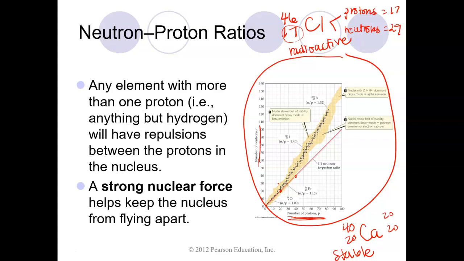So just after 20, it stops being inside of the belt of stability. Obviously a 1-to-1 ratio of protons to neutrons is good sometimes, but as we get above a certain number of protons, that stops being a good thing. So the ratio of protons to neutrons isn't always the same.